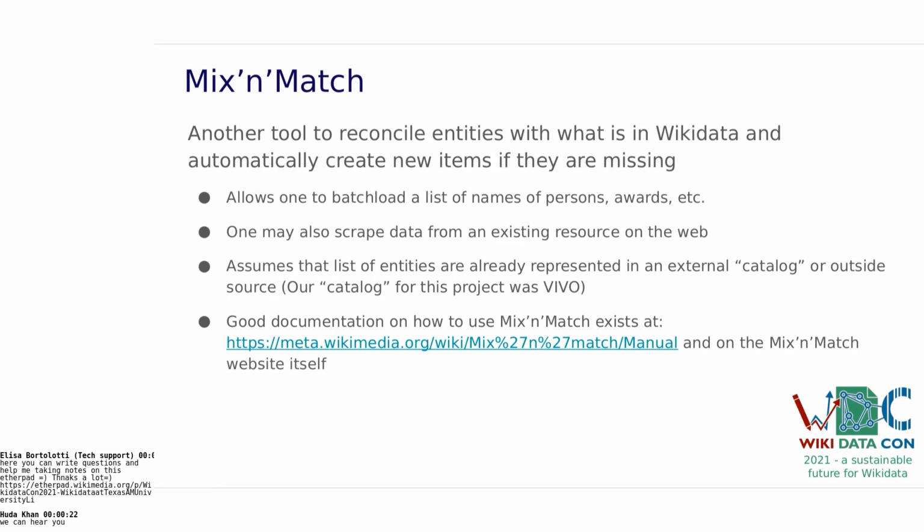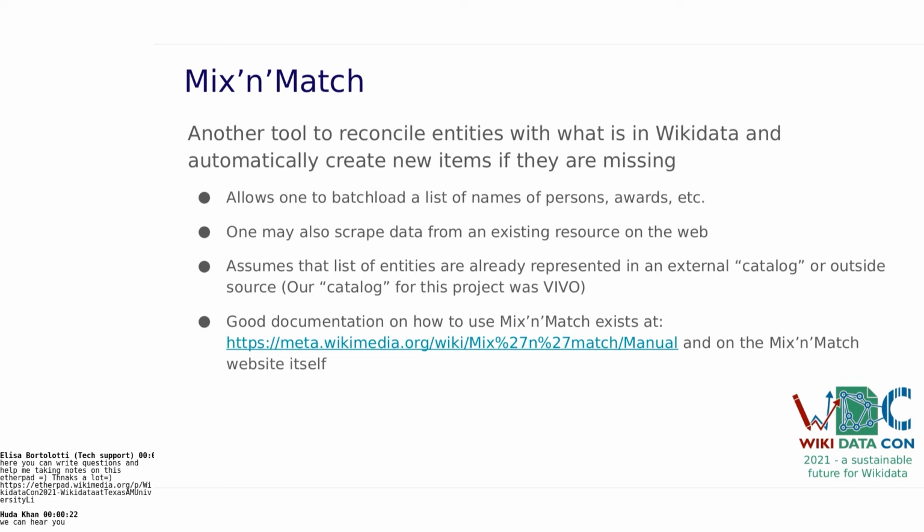So Mix and Match seemed like the ideal tool to help us with this task, because many of you may be familiar with it, but for those who haven't, it's another tool to reconcile entities with what is in Wikidata, to look for matches and help us create new items if they are missing. It doesn't do it in batch though, but other than that, it does things that are very similar to what OpenRefine does.